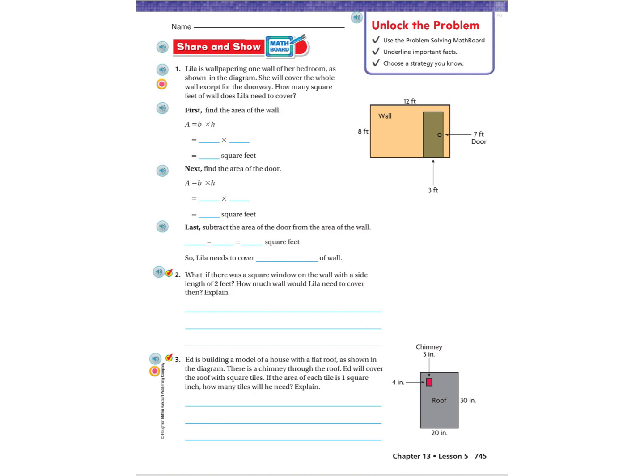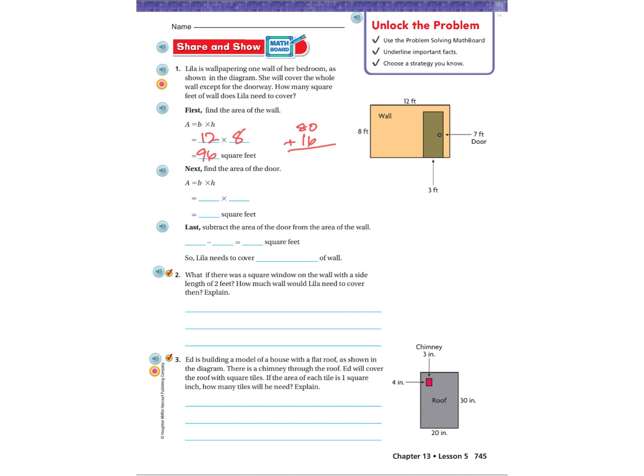So area we don't know. Do we know the base of the whole wall? Yeah. What is it? 12. What is the height of the whole wall? 8. Okay, so 12 times 8. If you don't know it, can you do 8 times 10? Yep. Which is 80. What's 8 times 2? 16. So add those together and you get 96 square feet. If I write, you write.